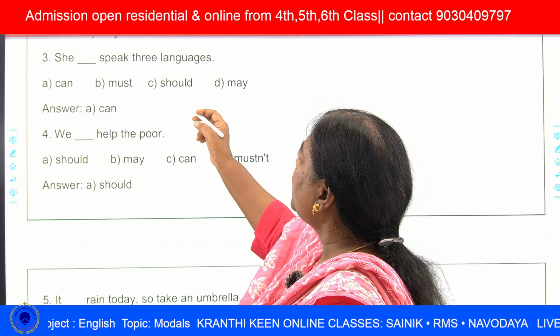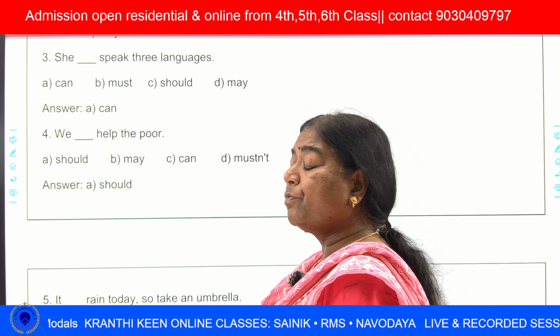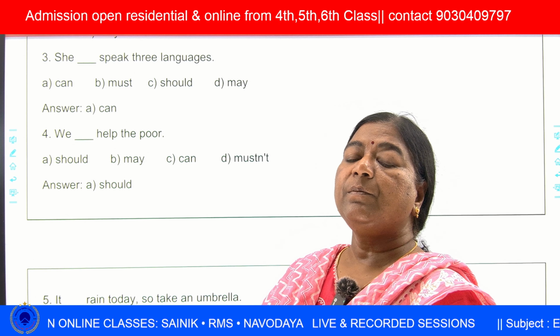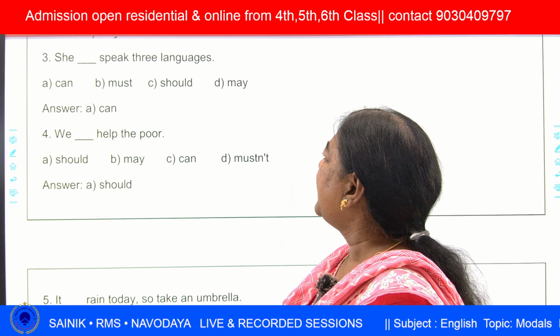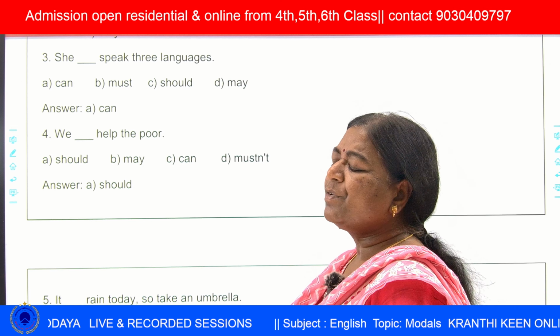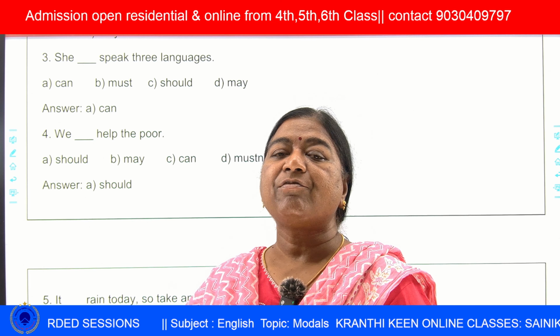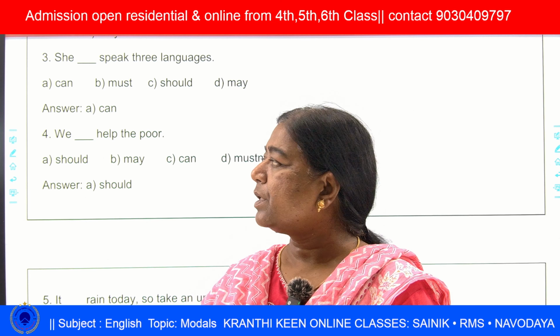Next one, we should speak three languages. So when we say we should speak, it becomes a rule. Okay. Next one, we may speak three languages. Clear? So there we have freedom. Okay. It is not compulsory.